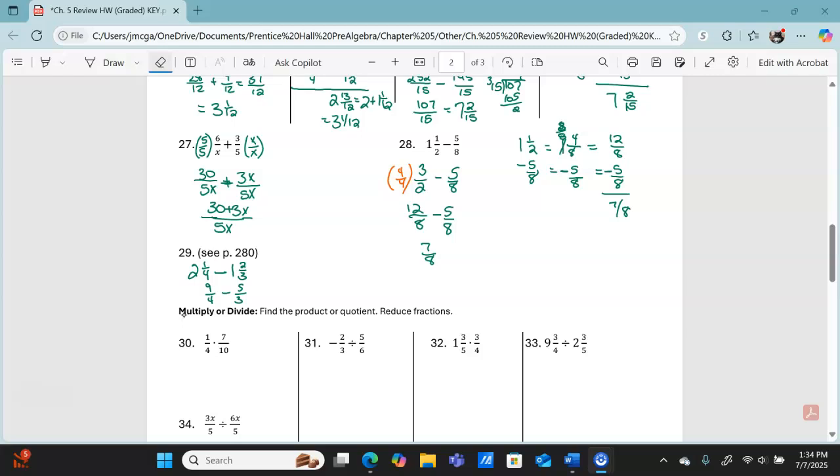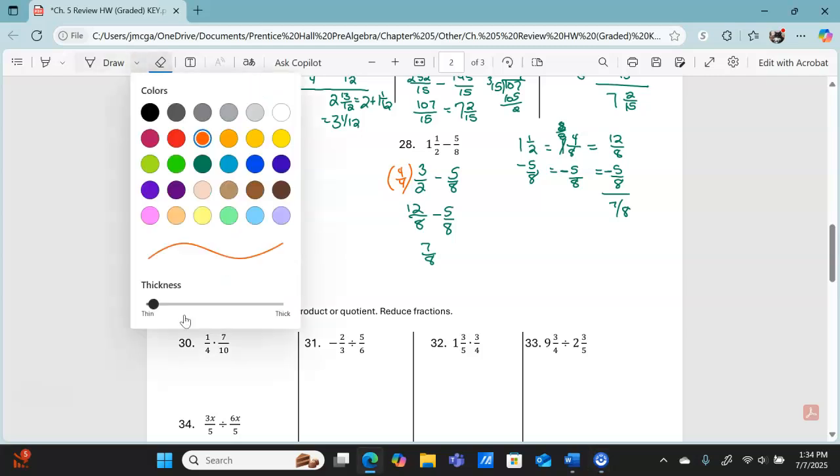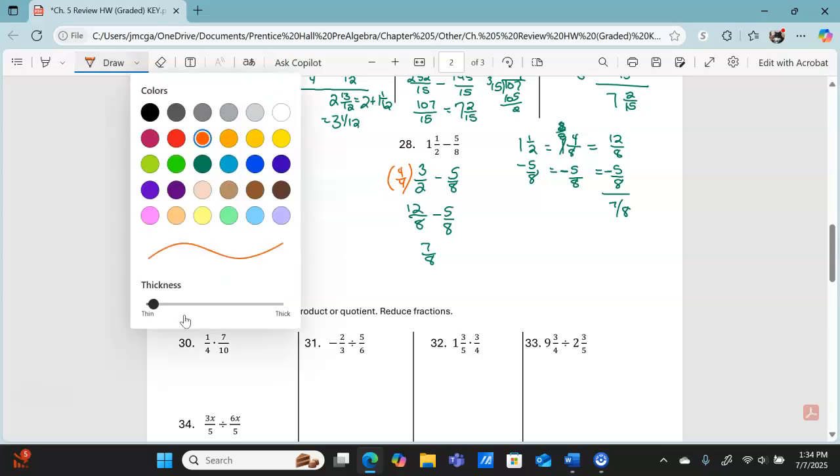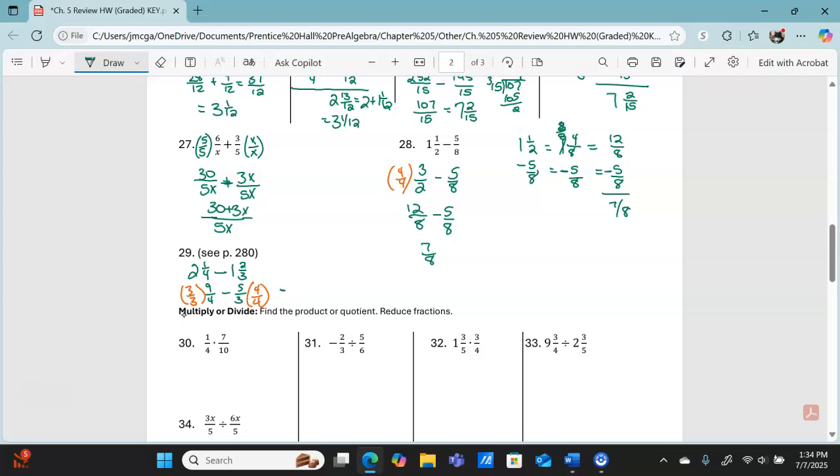I'll show it to you vertically too, but getting these as improper fractions, 2 times 4 is 8 plus 1 is the 9. 1 times 3 is 3 plus 2 is the 5. 3 and 4, my common denominator is 12. So I'm going to need to multiply this one by 3 over 3 and this one by 4 over 4. And so we're going to have 3 times 9 is 27 over 12 minus 5 times 4 is 20 over 12. And it will be 7 over 12.